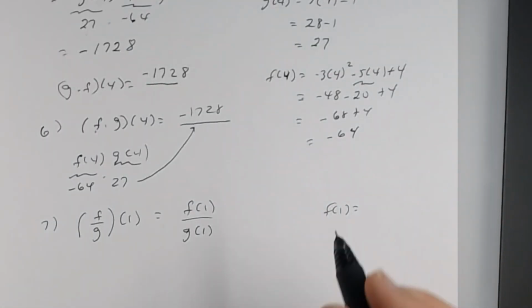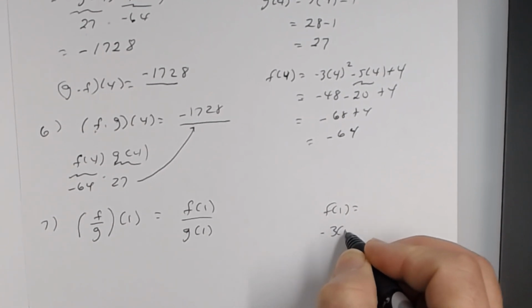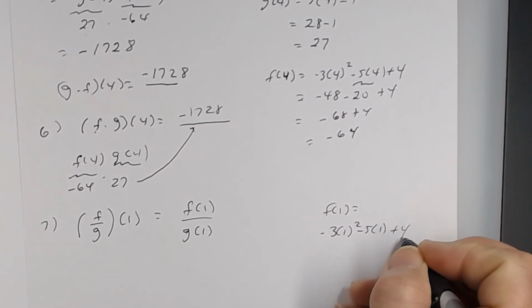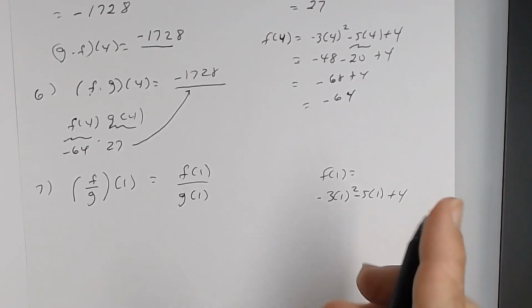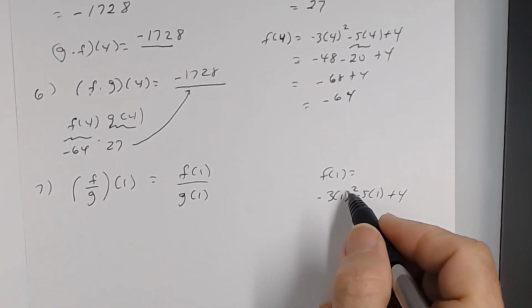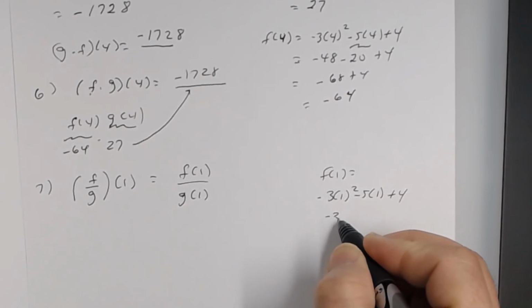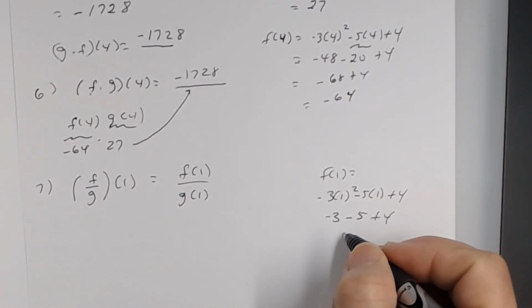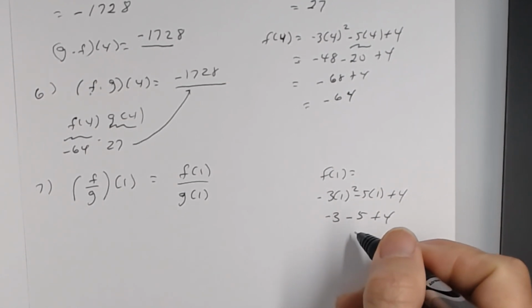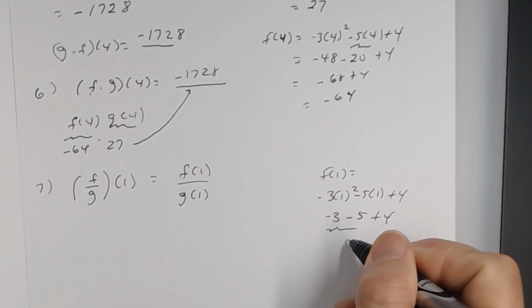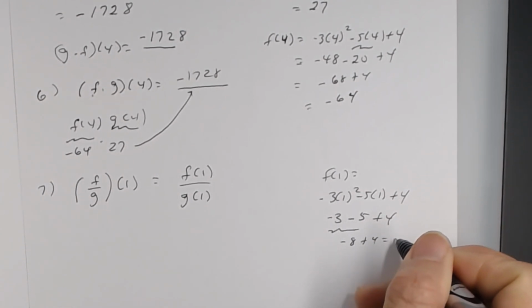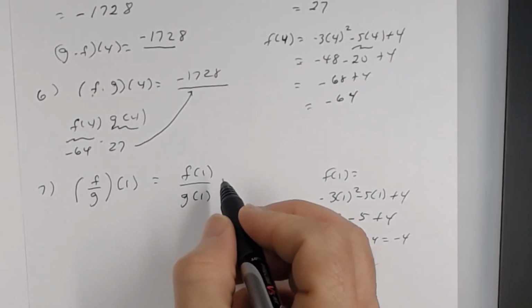1. So I get negative 3 times 1 squared minus 5 times 1 plus 4. Well, what is 1 squared? And what's 1 times negative 3? What's negative 5 times 1? And then plus 4, right? Order of operations. So you've got to add and subtract from left to right. Negative 3 to negative 5 is negative 8. Negative 8 plus 4 is negative 4. So that's your numerator, right?